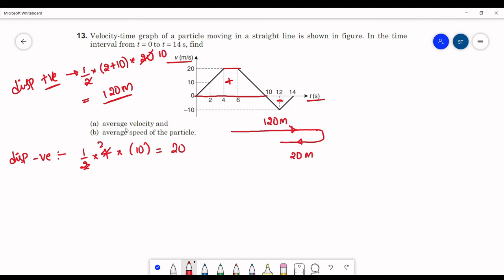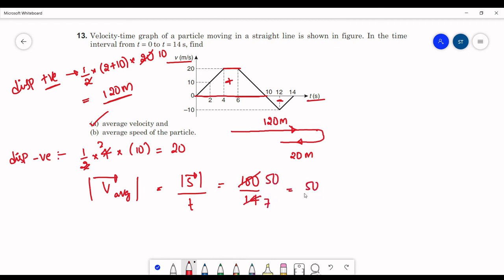So for the first question, we have to find the average velocity. Average velocity, if we consider the magnitude, will be equal to the total displacement upon total time taken. Total displacement here will be plus 120 minus 20, that will be 100, upon total time, here 14. So this will be 50 upon 7. So average velocity can be written as 50 upon 7 meters per second.